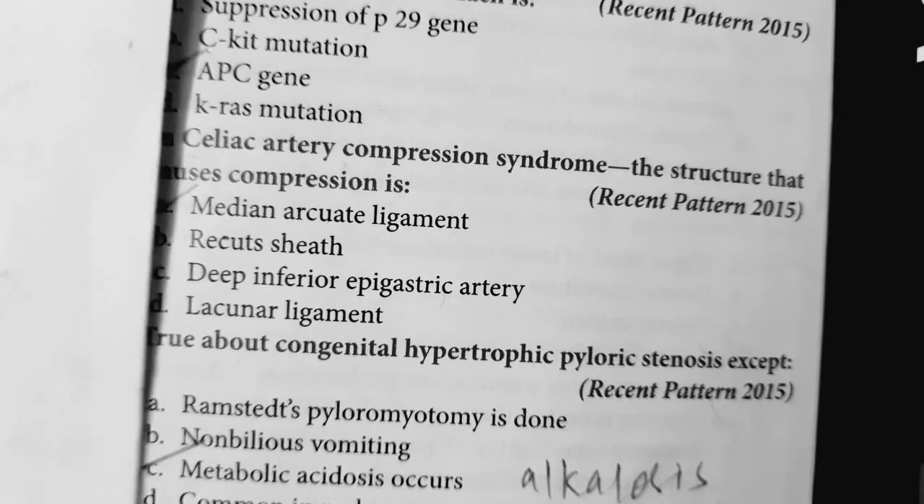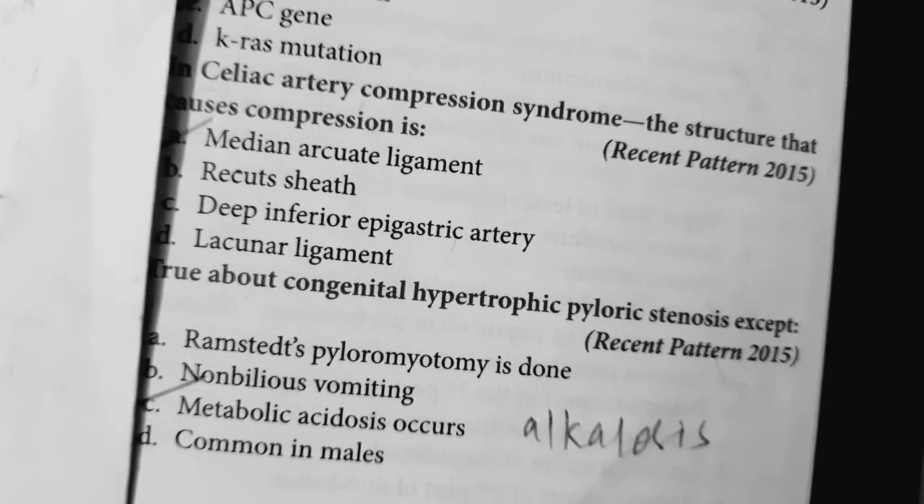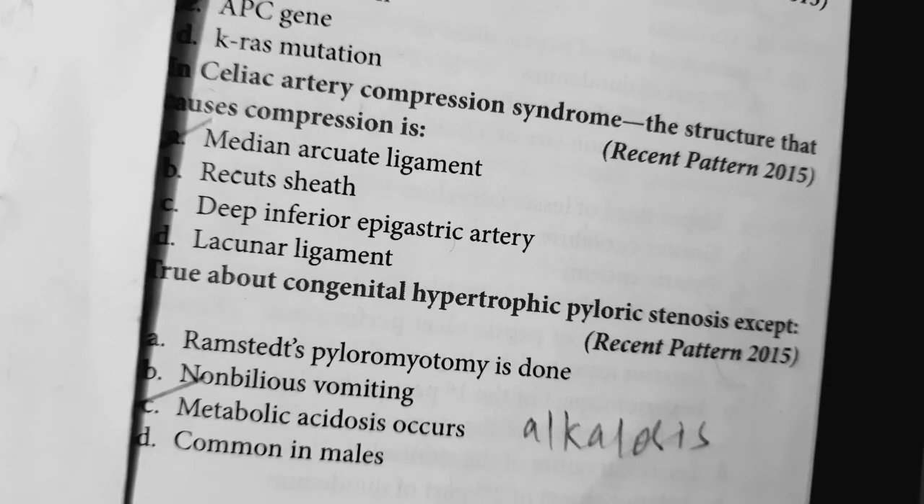This congenital hypertrophic pyloric stenosis is most common in males. True, it is most common in males. Preferably, it is most common in firstborn males. So this is about the multiple choice questions in stomach.